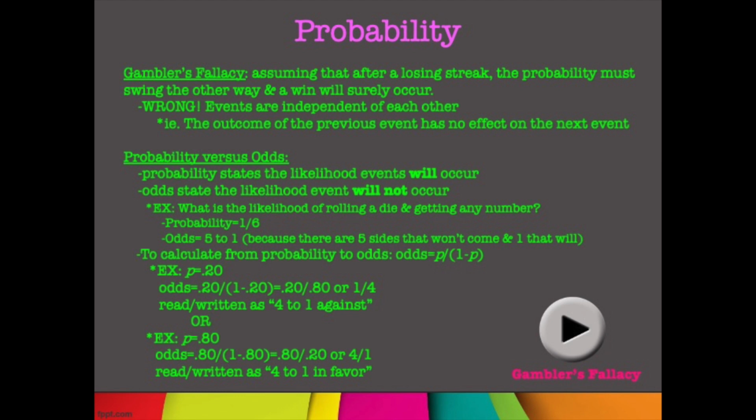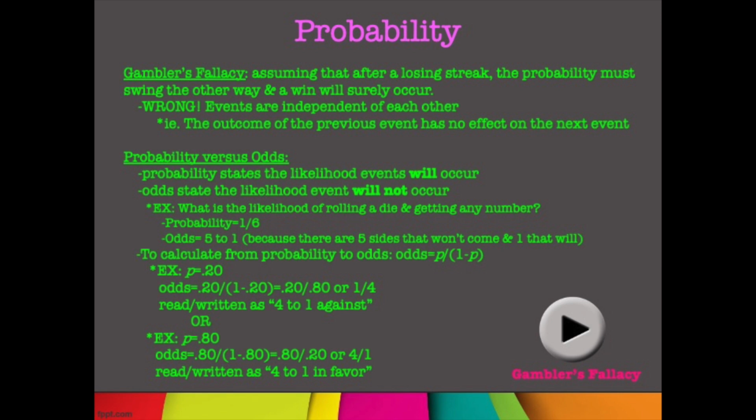You're going to determine if you're going to write against or in favor by referring back to the p-value. So you could see this one under the first asterisk, so the example is p equals 0.20. If we convert that to odds, we're going to get 4/1. And so then we need to decide if we're going to say 4/1 against or 4/1 in favor. Because that p-value is below 0.50, I would say that this is 4/1 against.